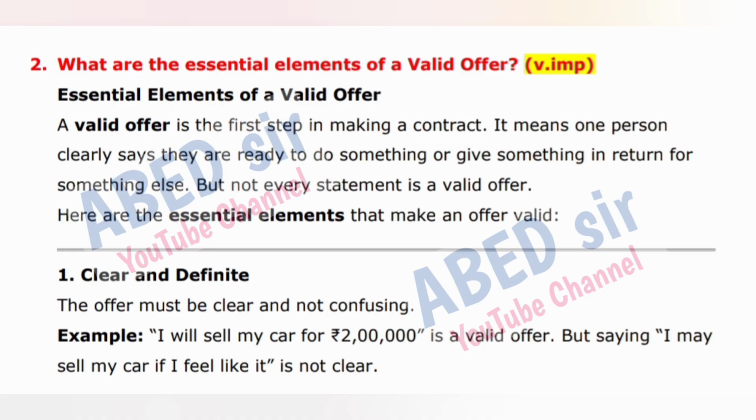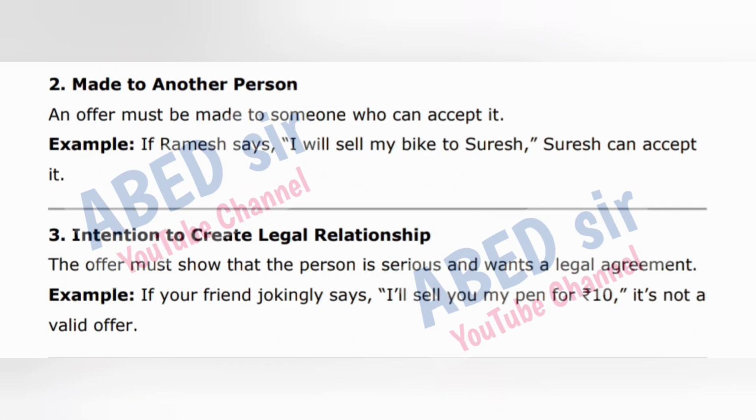1. Clear and definite. The offer must be clear and not confusing. Example, I will sell my car for 2 lakhs rupees is a valid offer. But saying I may sell my car if I feel like it is not clear. 2. Made to another person. An offer must be made to someone who can accept it. Example, if Ramesh says, I will sell my bike to Suresh, Suresh can accept it.